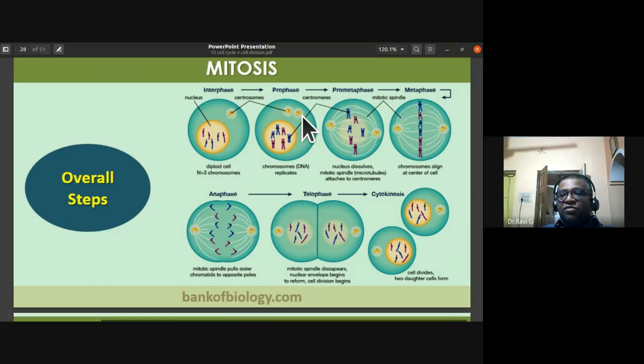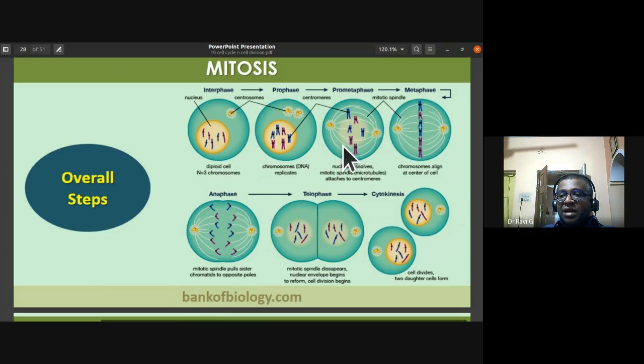Here you can find the centrosomes moving towards opposite poles, and microtubules form from the centrosomes, which we call asters. The aster microtubules produce the spindle fibers. The two asters with the spindle fibers we call the mitotic apparatus. So that you also have to remember.